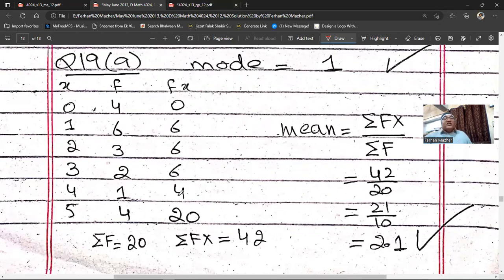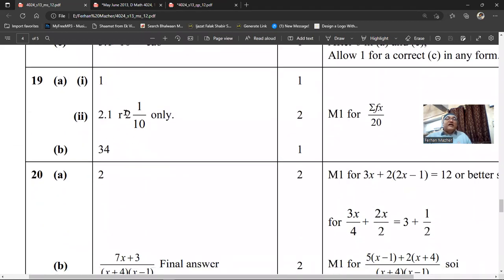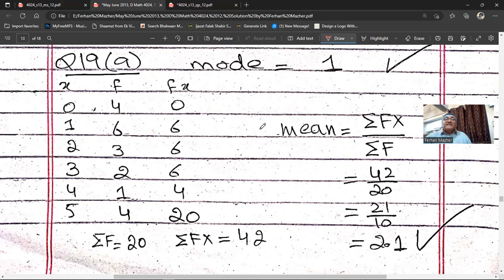This is fx. Now the mean is summation fx divided by summation f. Add up all these, you get summation f, and that will be 20. Add up all these, you will get summation fx, that will be 42. The mean is summation fx divided by summation f, and that will be 42 divided by 20, and that will be 21 by 10. We have cancelled with the 2. So now I will just adjust the decimal. So 2.1 is the mean. 2.1 is the mean here. Yeah, our answer is right.